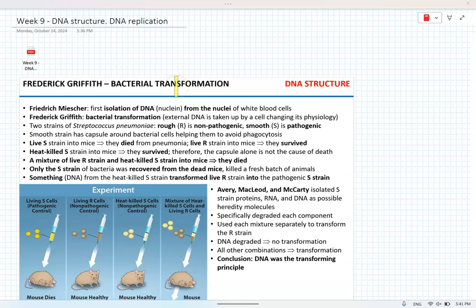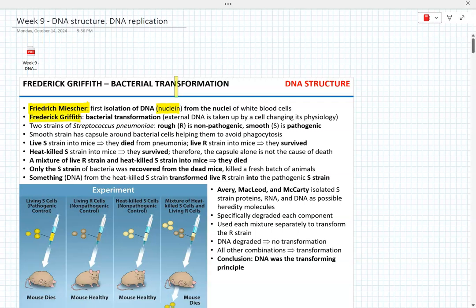Today we're going to talk about the structure of DNA molecules and the replication of DNA as well. First, DNA was isolated by Friedrich Miescher, and he named it nuclein, which gave rise to the name nucleic acids, because it was isolated from the nuclei of white blood cells.